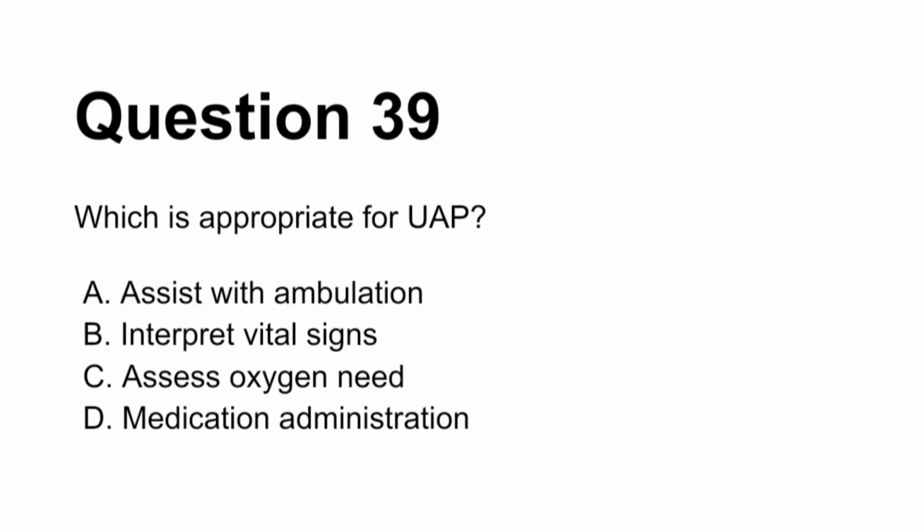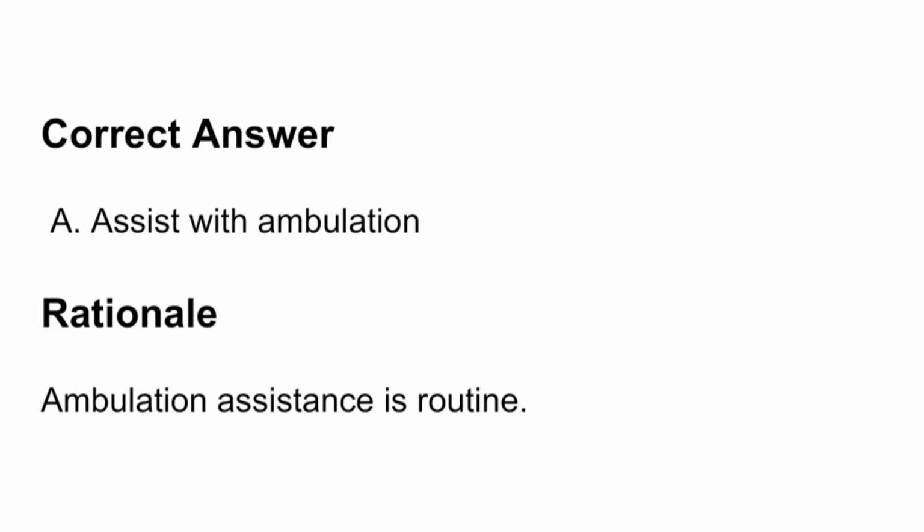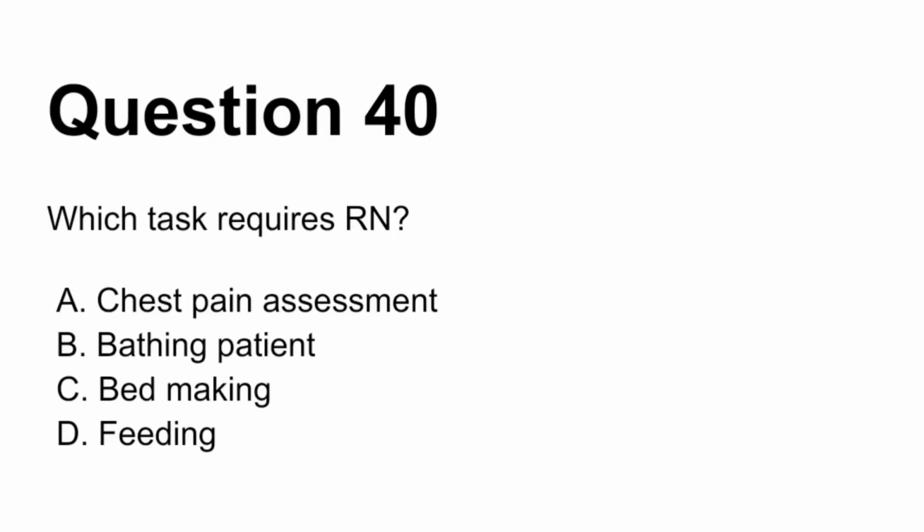Question 39. Which is appropriate for UAP? A. Assist with ambulation. B. Interpret vital signs. C. Assess oxygen need. D. Medication administration. Correct answer, A. Assist with ambulation. Rationale: Ambulation assistance is routine.